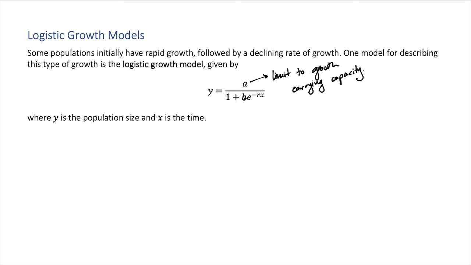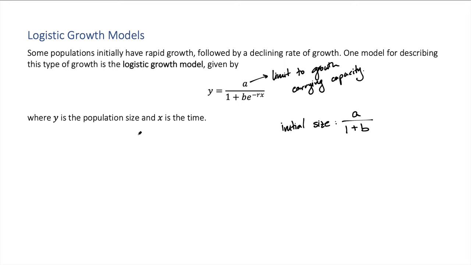And then B helps us get the initial value, the initial size of the population. That's, of course, if we just plug 0 in for X. If we plug 0 in here, you get e to the 0, which is 1. And so the initial size is A over 1 plus B. So that's how we can use B to interpret these formulas.